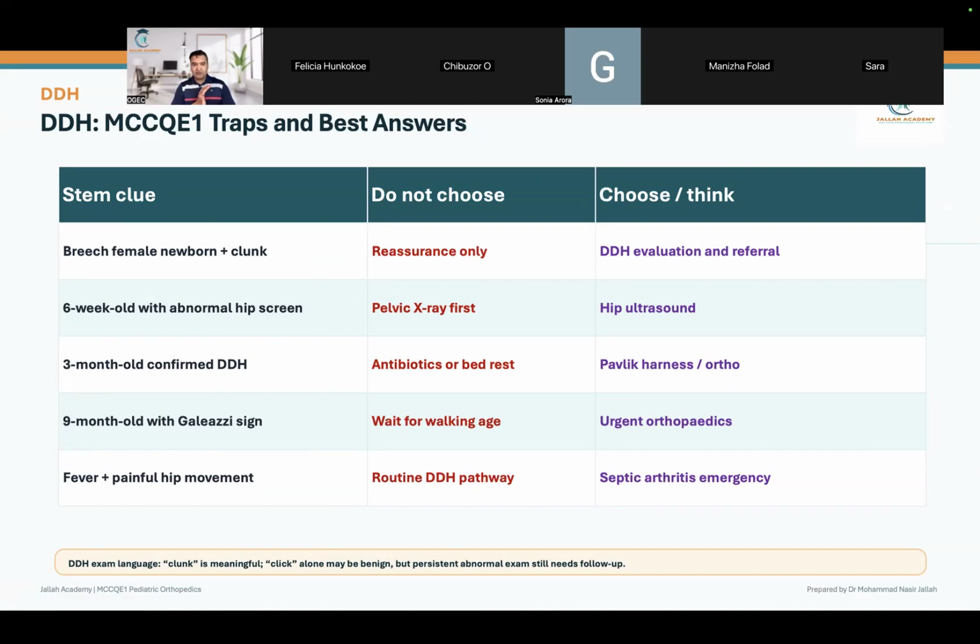Okay, so next, how do they give you the clue in these clinical vignettes? They give you a breech female newborn, and when they do the screening, they hear the clunk. So what should you not do? Reassure. This is supposed to be something to hurt the patient, so we don't do it. That's why I made it red. We do not reassure. It means we have to evaluate based on the patient's age. Less than 4 to 6 months, ultrasound. More than 4 to 6 months, X-ray and referral.